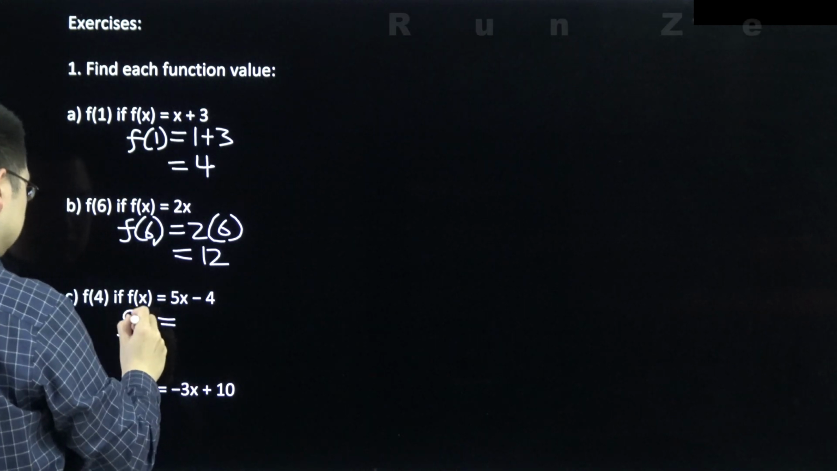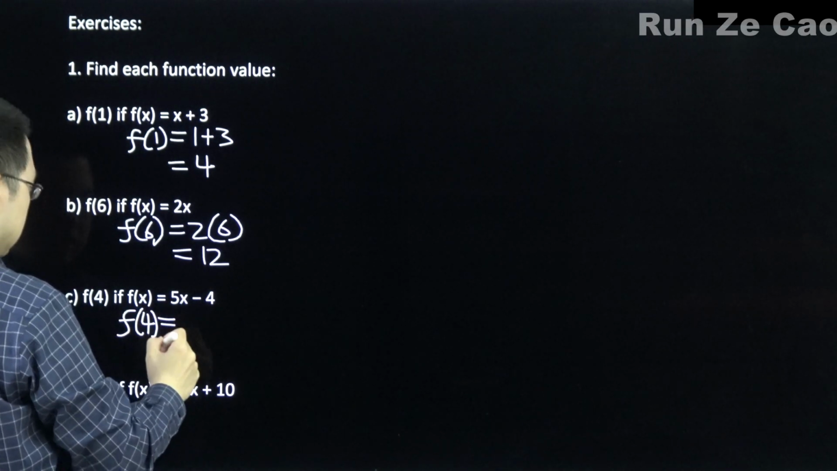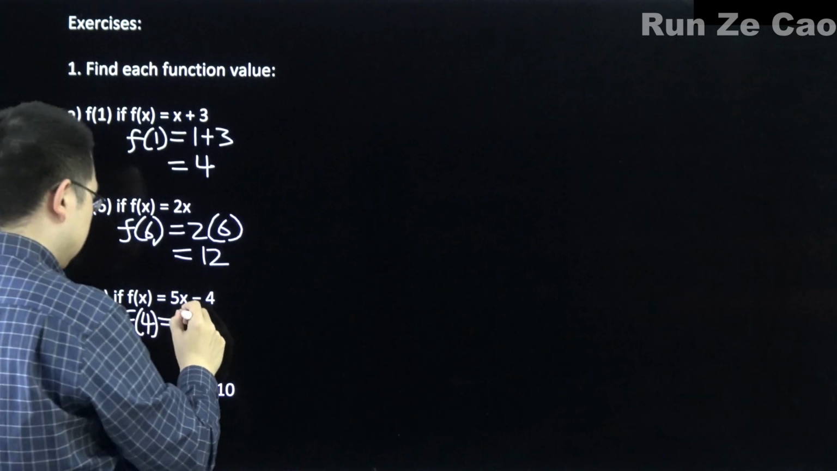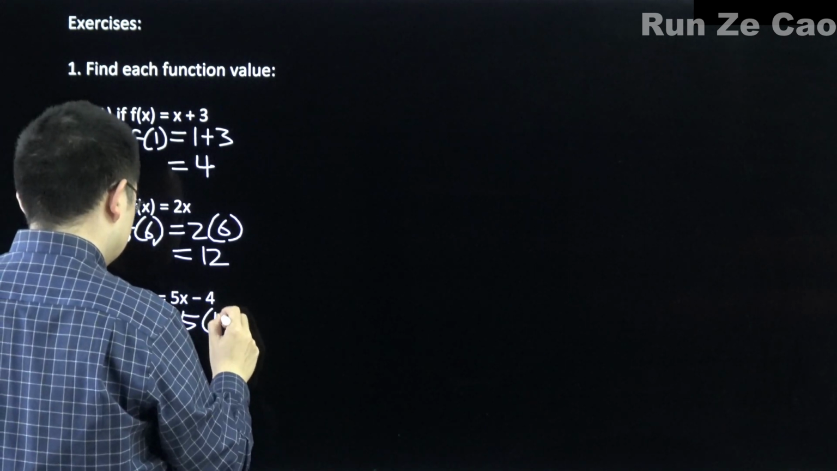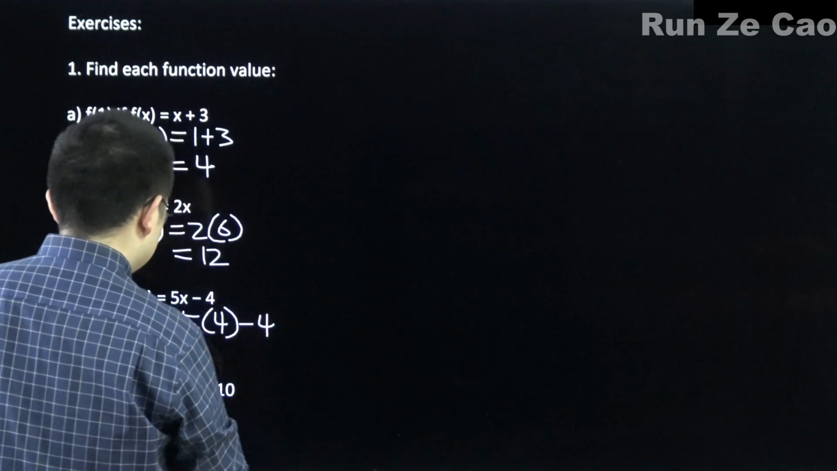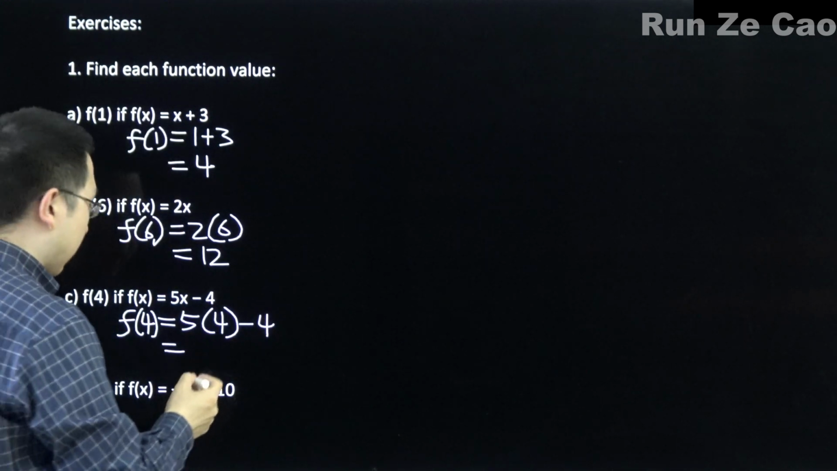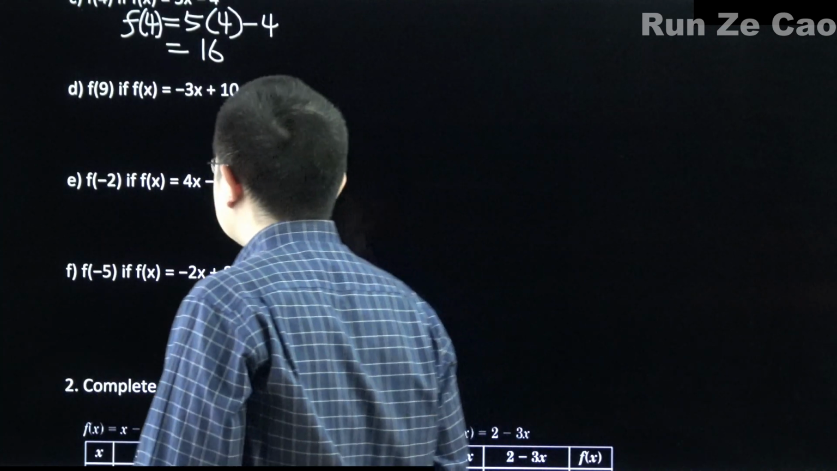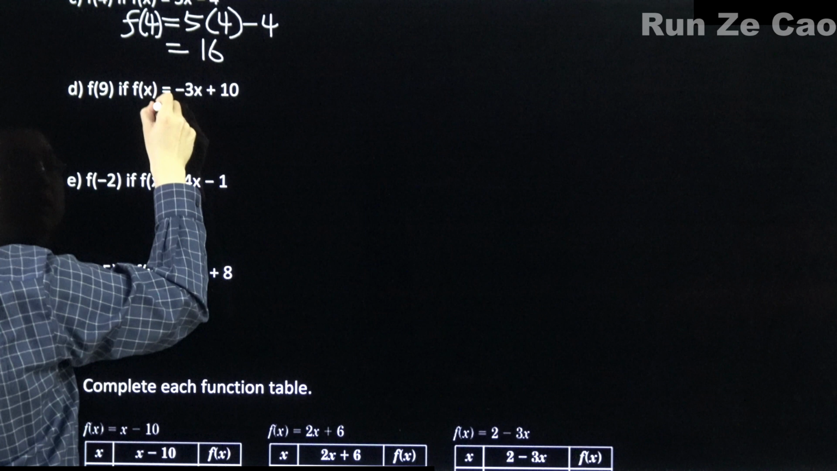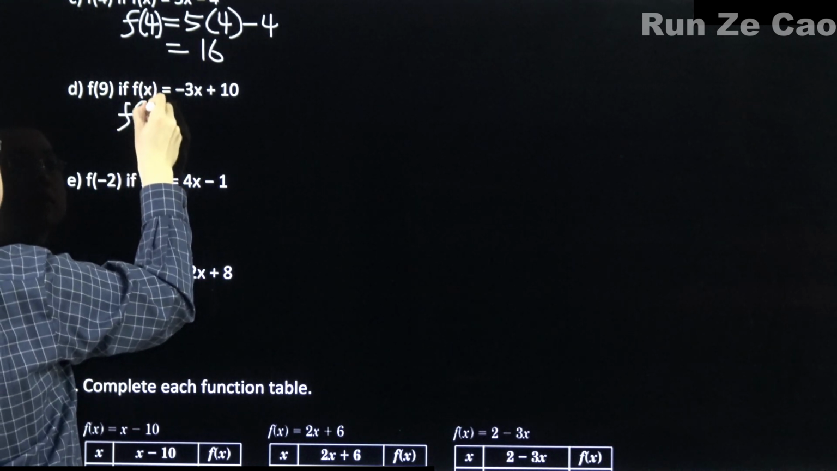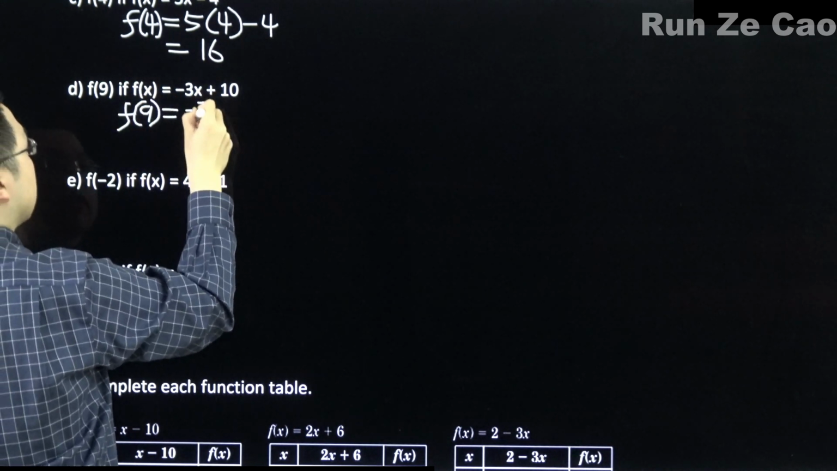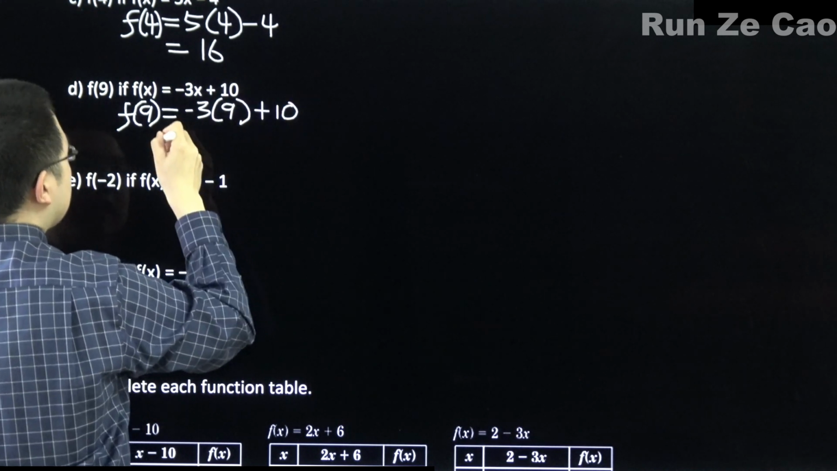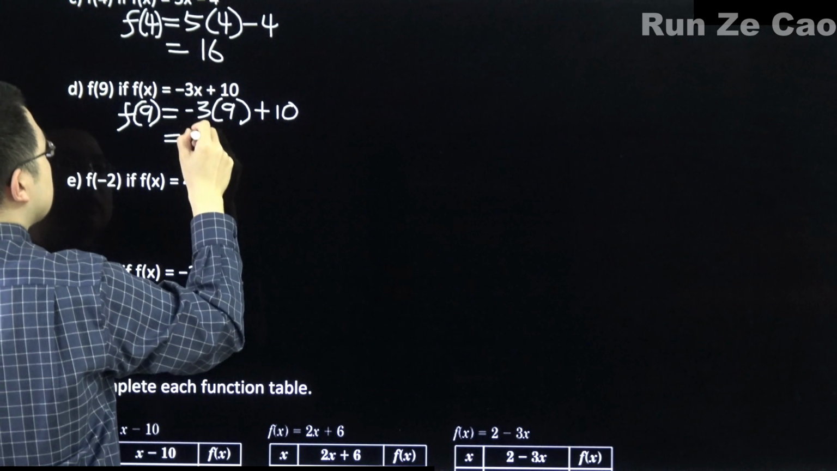F of 4 is equal to, once again, we just substitute 4 in for x, and we get 5 times 4, which is 20, minus 4, 16. Now f of 9, well, we just substitute in, just like before. So f of 9 is equal to negative 3 times 9 plus 10. So in other words, negative 27 plus 10, which is negative 17.